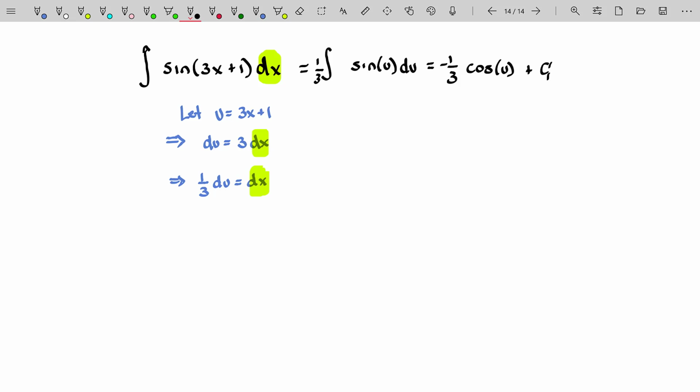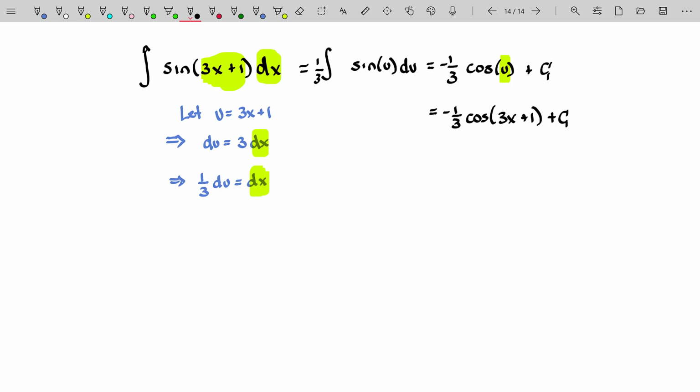Now, that u is not the world in which we started. We started in the world of x's. This answer is in the world of u. Again, let me say that. We started in the world of x, and our final answer is actually not in that world. It's in the world of u. So what we need to do is resubstitute in. This is very critical. We have to resubstitute in at the very end to find out what the actual answer is in terms of x's. And there you have it. We have our final answer there. The integral of sine of 3x plus 1 dx is equal to negative 1/3 cosine of 3x plus 1, then plus some constant of integration c.